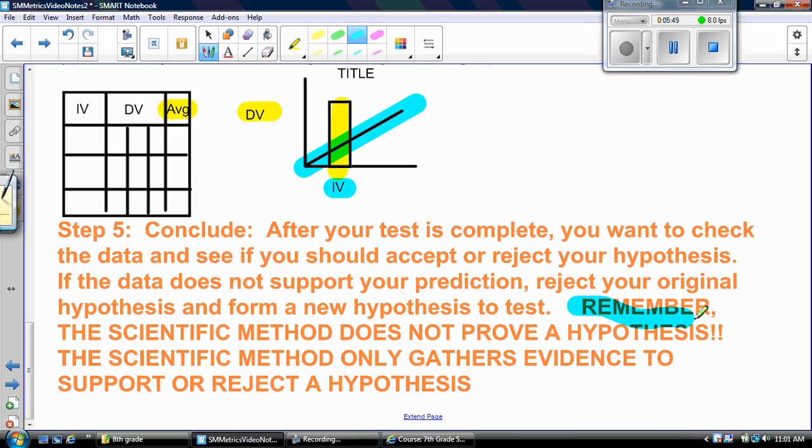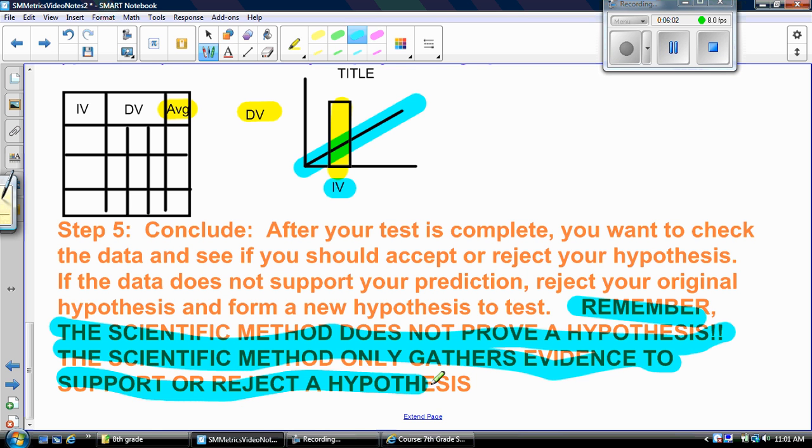Okay, remember that the scientific method does not prove a hypothesis to be correct. It only gathers evidence to support or reject a hypothesis. Okay, so you can't say that I was right or that my hypothesis is correct. It's either your data supports your hypothesis or does not support your hypothesis.